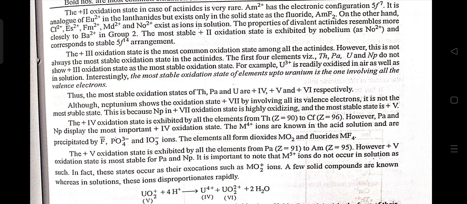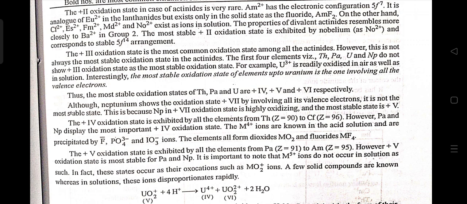This is because neptunium in the +7 oxidation state is highly oxidizing, and the most stable oxidation state is +5. The +4 oxidation state is exhibited by all the elements from thorium to Cf. However, Pa and Np display the most important +4 oxidation state. The M4+ ions are known in acid solution and are precipitated by fluoride, phosphate and iodate ions. The elements all form dioxides MO2 and fluorides MF4.